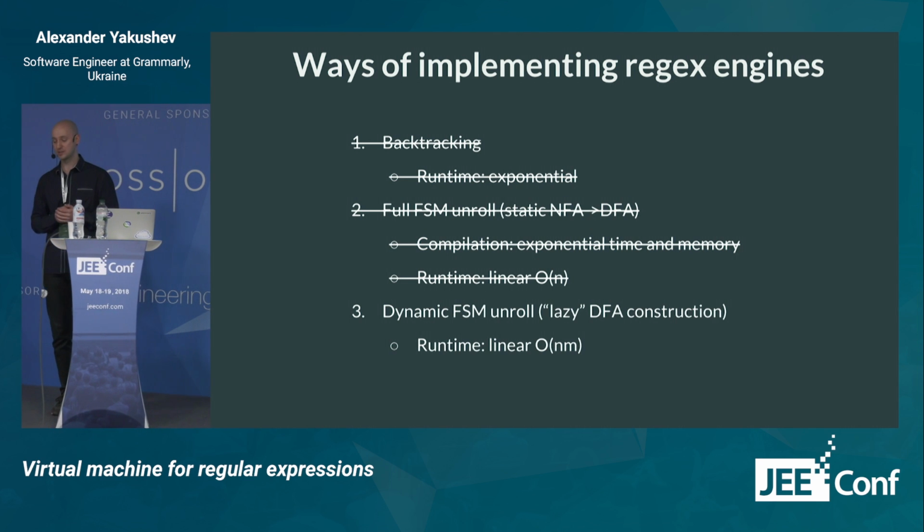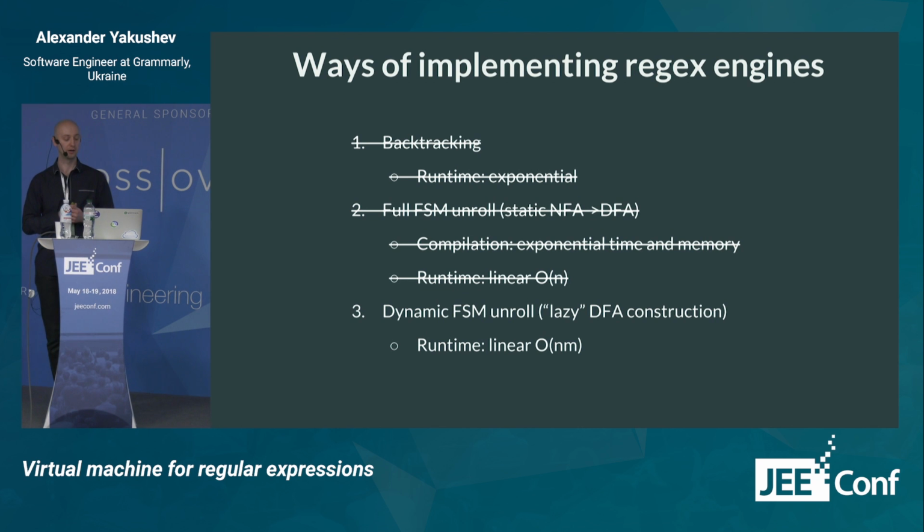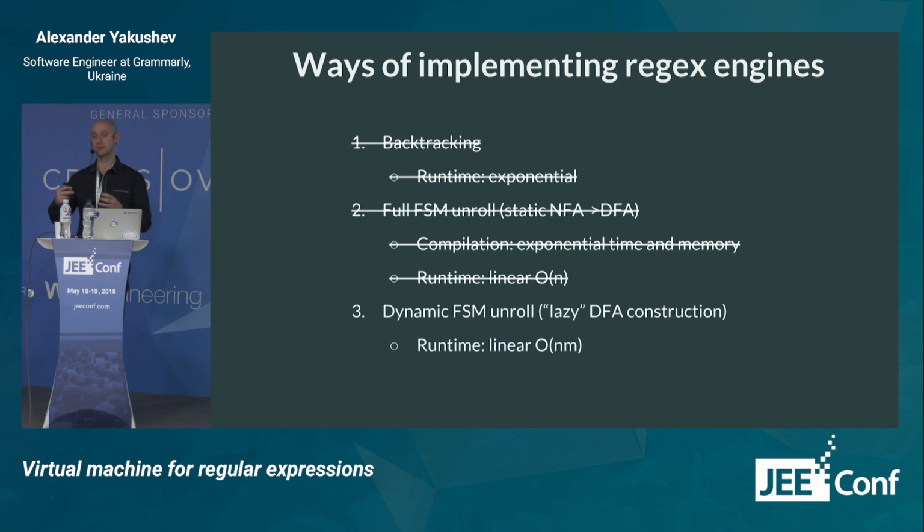And there is this third approach called dynamic finite state machine unroll. You construct this deterministic finite automaton, but you do that lazily. So on each step, you construct just the necessary parts. You don't unroll it completely. And this keeps the runtime nice and linear. It just depends now on the length of the sequence and the length of the regular expression. But it's still linear, so why not?